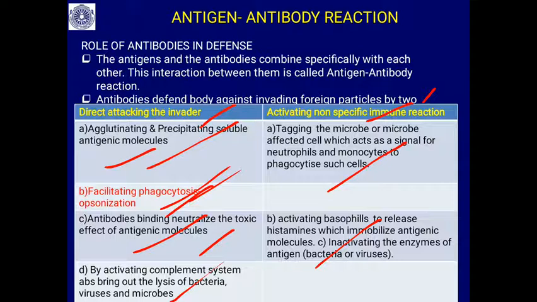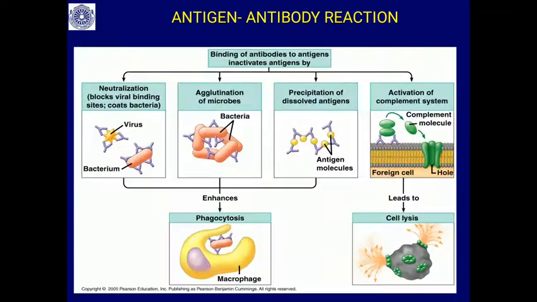You can see the inactivating of the enzymes of the antigen, that is, bacterial enzymes get inactivated, or viruses, so that they cannot multiply. So this is exactly how neutralizing blocks viral sites or coats the bacteria. The antibody will coat the bacteria so that the bacteria cannot bind the host cell, and it gets inactivated. In a similar manner, the antibody binds and coats the virus and inactivates it.